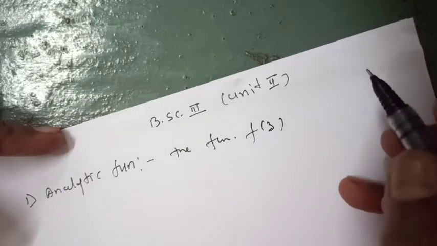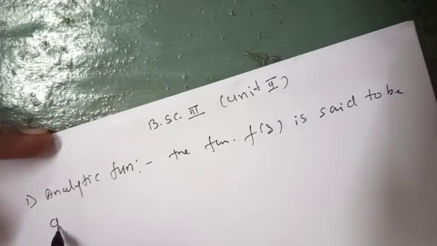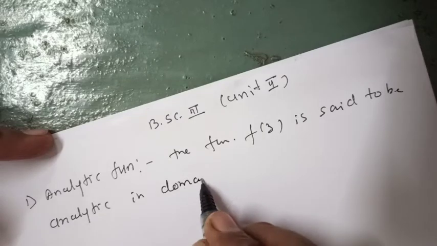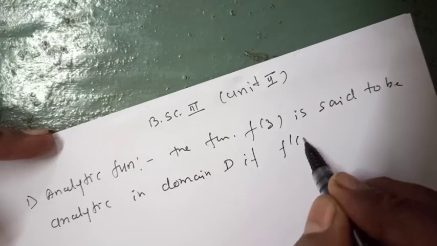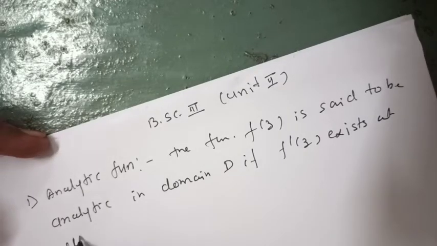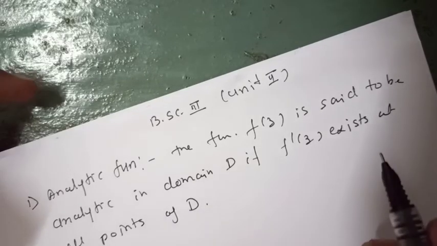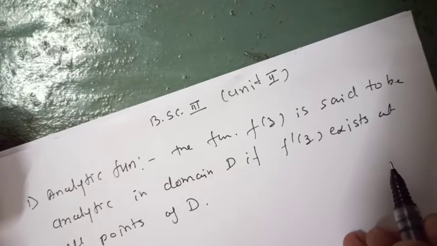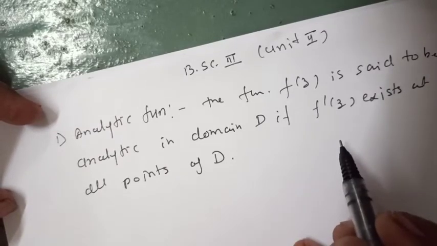A function f of z is said to be analytic in domain D if f dash z exists at all points of D. A function f of z is said to be analytic in domain D if f dash z exists at all points of domain D. Then only the function f is said to be analytic.